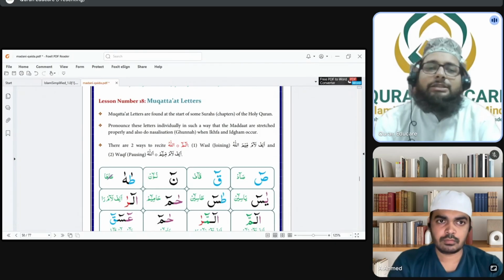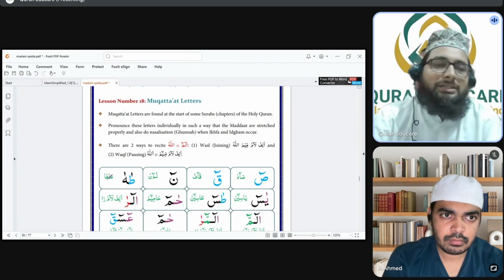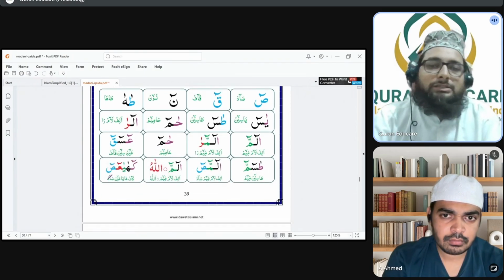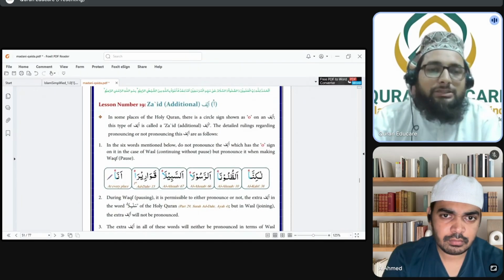In lesson number 18, we learn about the muqatta'at letters. Muqatta'at letters, the special letters, the very blessed letters, that come in some chapters of the Quran, and we learn how to pronounce it.